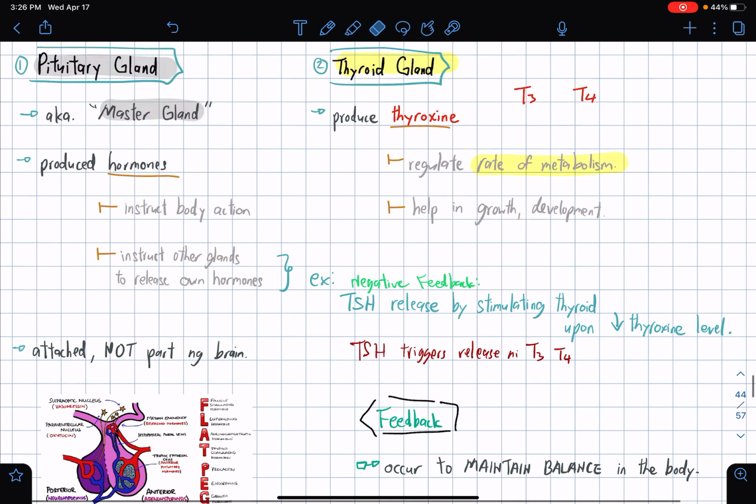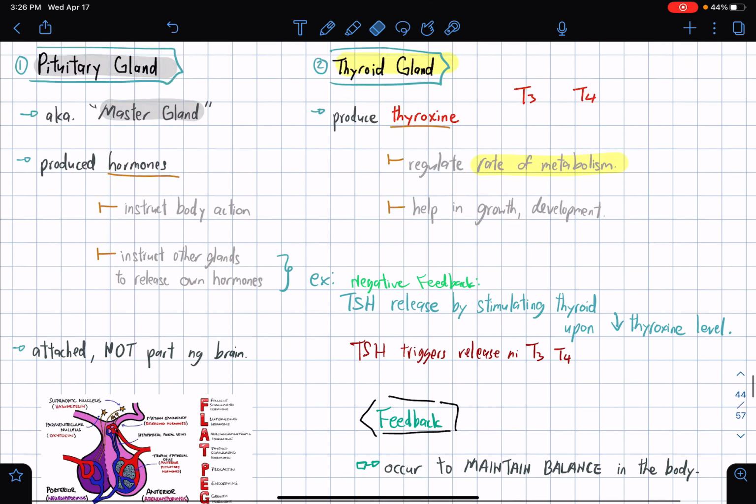For the first one, pituitary. This is in other words called the master gland, and it produces hormones. These hormones instruct body action, and they instruct other glands to release their own hormones. And so for the thyroid gland, let's stay with the pituitary first.